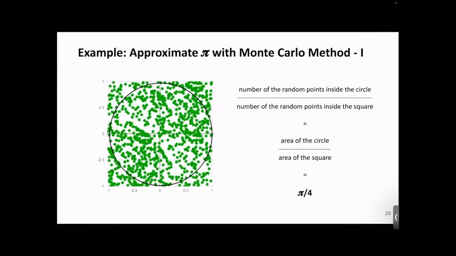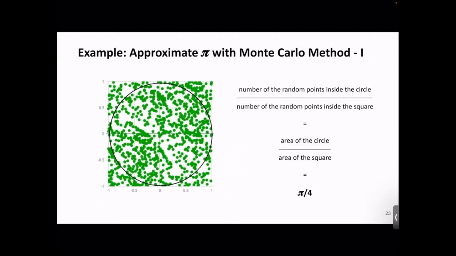So the ratio of the number of points inside this circle against the number of points inside this square should be equal to the area of the circle compared against the area of the square. The area of the circle is pi r squared, and assuming r is 1, that's just pi, and the area of the square is 2 by 2, because every side has a length of 2, so that's 4. So the number of random points inside the circle divided by the number of random points inside the square should be equal to pi over 4. This turns the calculation of pi into just a counting problem.